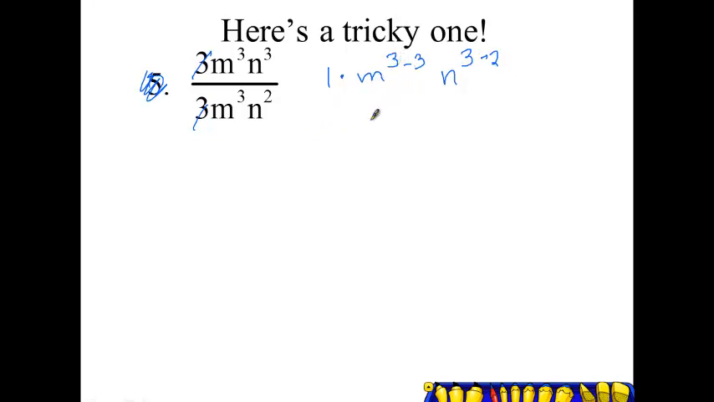3 minus 3 is equal to 0. 1 times m raised to 0 times n raised to 1. But any expression raised to 0 is equal to 1. So I will have m raised to 0 is equal to 1 times n. So 1 times 1 times n is equal to n.